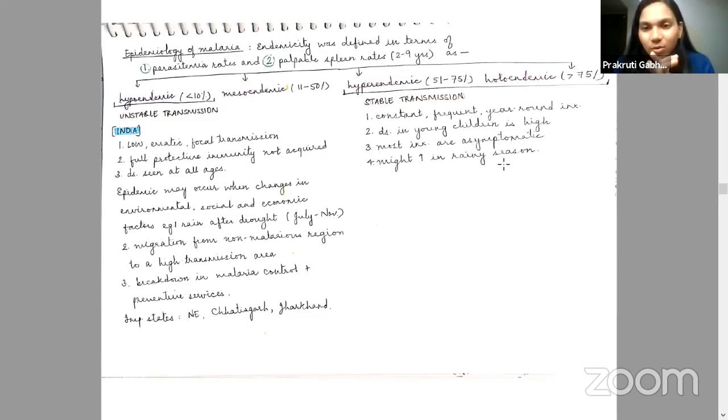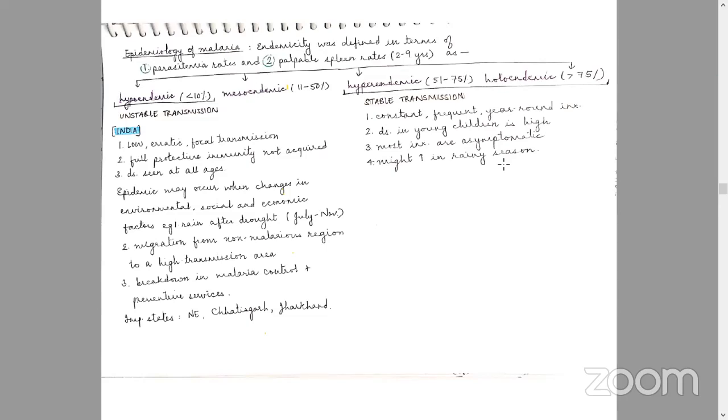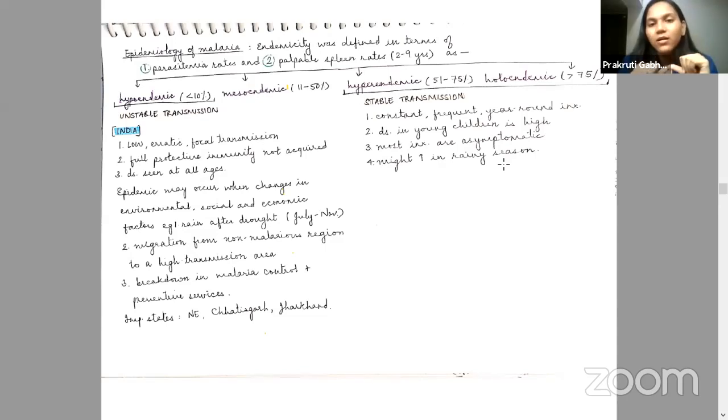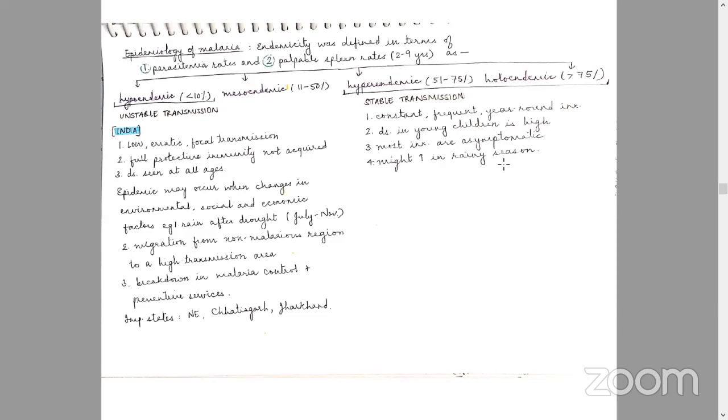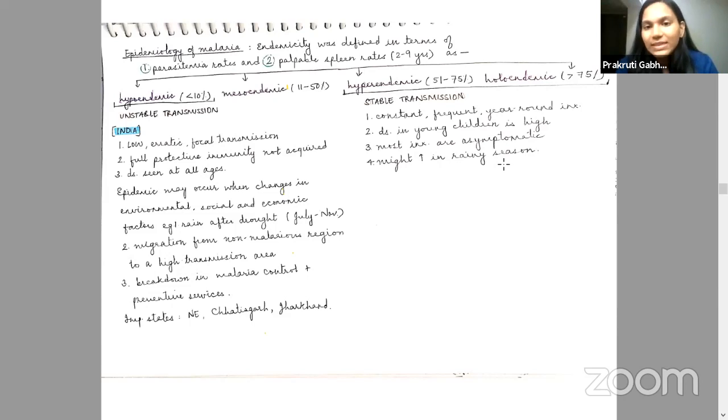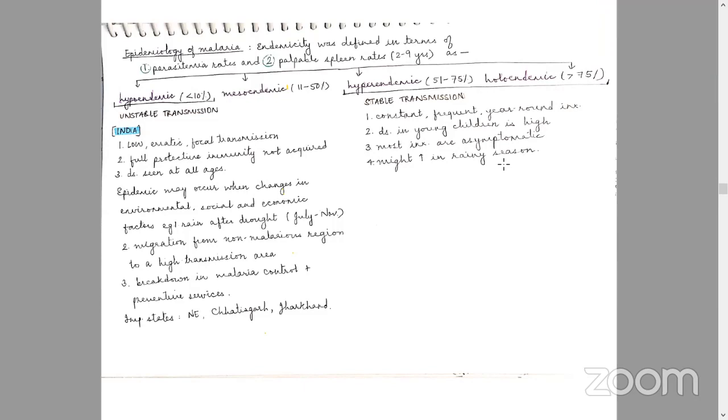However, in the hyperendemic areas, we have what is known as a stable transmission, where there is a constant frequent year-round infection. So what happens? Infection is so common that people tend to become immunized as they grow older. They get infected so many times that they develop immunity. In young children, the disease burden is high, but most infections in adults are asymptomatic, and this is what is known as premonition. We'll come to that again ahead.